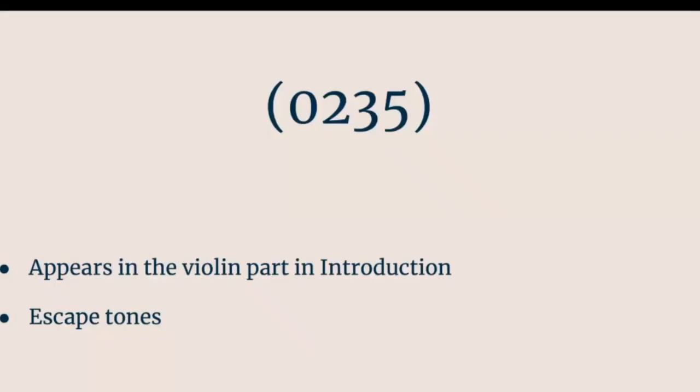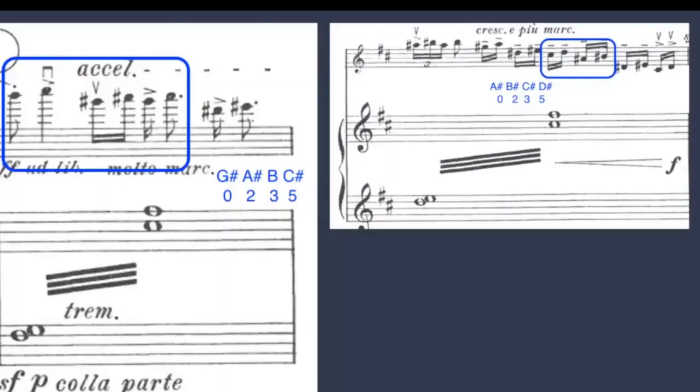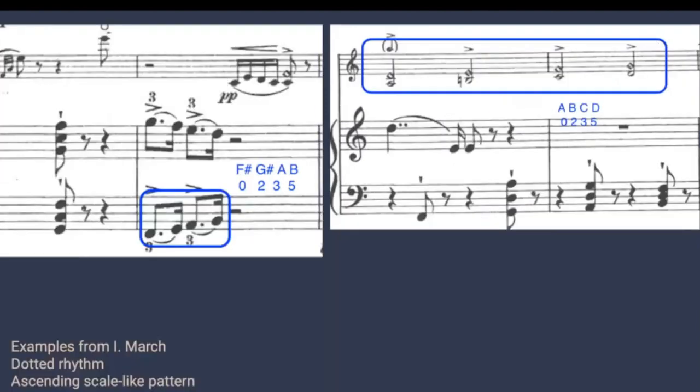Now, for the second type of prime form 0235. It is located in the violin part in the introduction with the form of escape tones. Similar to the 0135, dotted rhythms and scale-like patterns are easily seen.